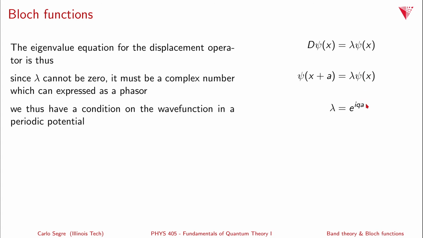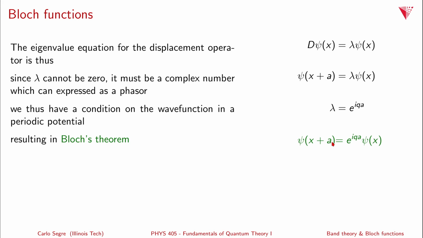And that means that we have a condition on the wave function in a periodic potential. So if you have a periodic potential which works with the displacement operator, that is, you can generate every point on the potential by applying the displacement operator, then psi of x plus a must simply be equal to e to the i q a times psi of x. That's a function that will now satisfy this eigenvalue equation. So this is called a Bloch function. And this is Bloch's theorem. And it makes sort of sense.